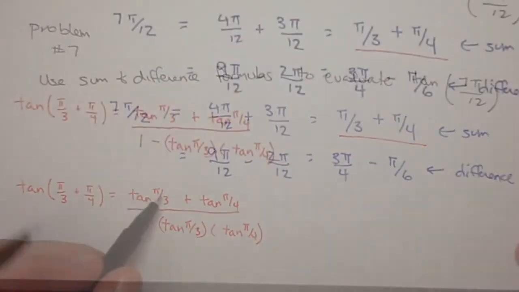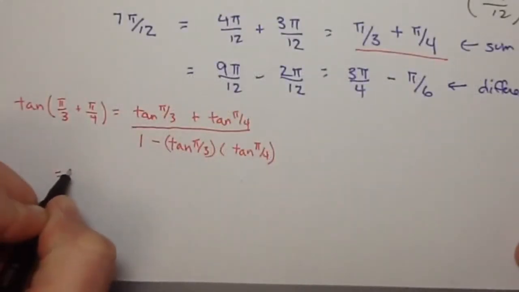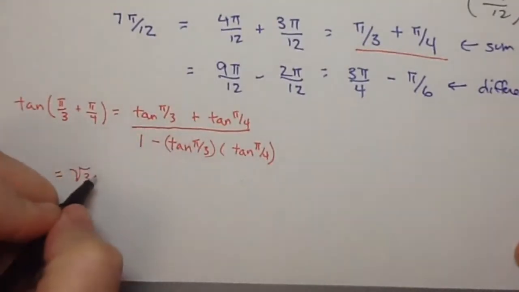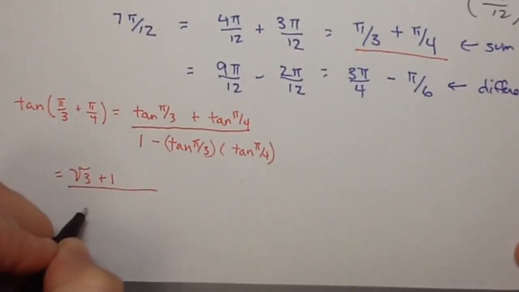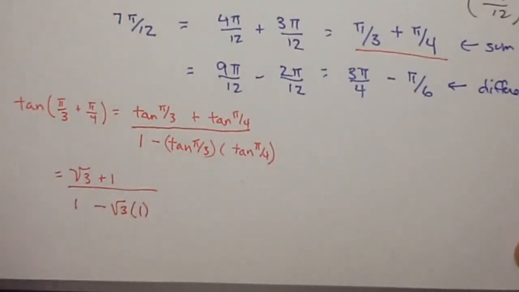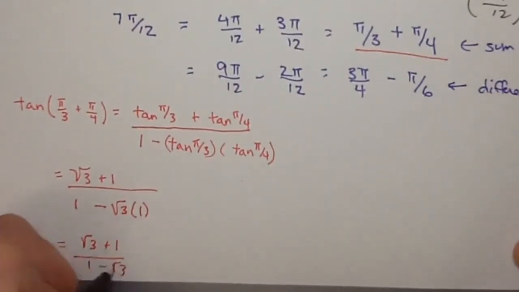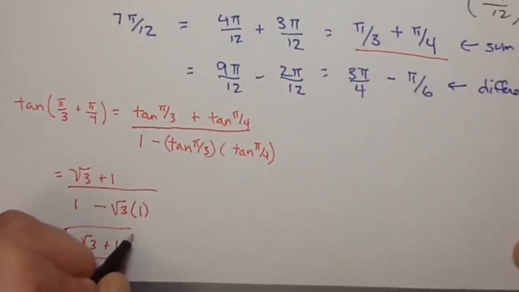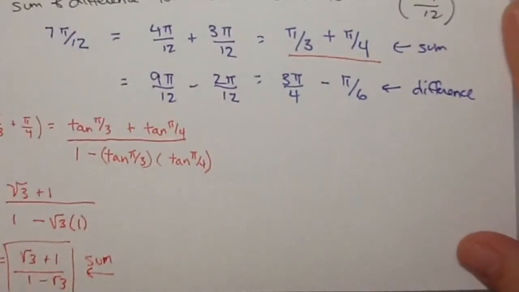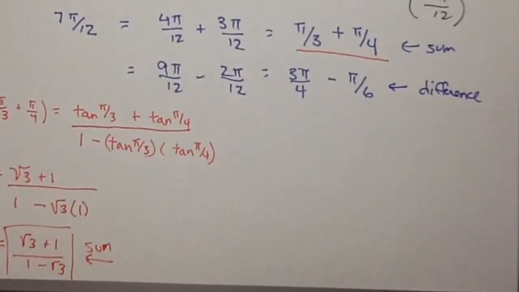Now we use our unit circle, and the tangent of pi over 3 is the square root of 3, and the tangent of pi over 4 is 1. So we get the square root of 3 plus 1 over 1 minus the square root of 3 times 1. So that's our answer: the square root of 3 plus 1 over 1 minus the square root of 3. And this is what we got from the sum formula. So just for giggles, we're going to do the difference formula as well.